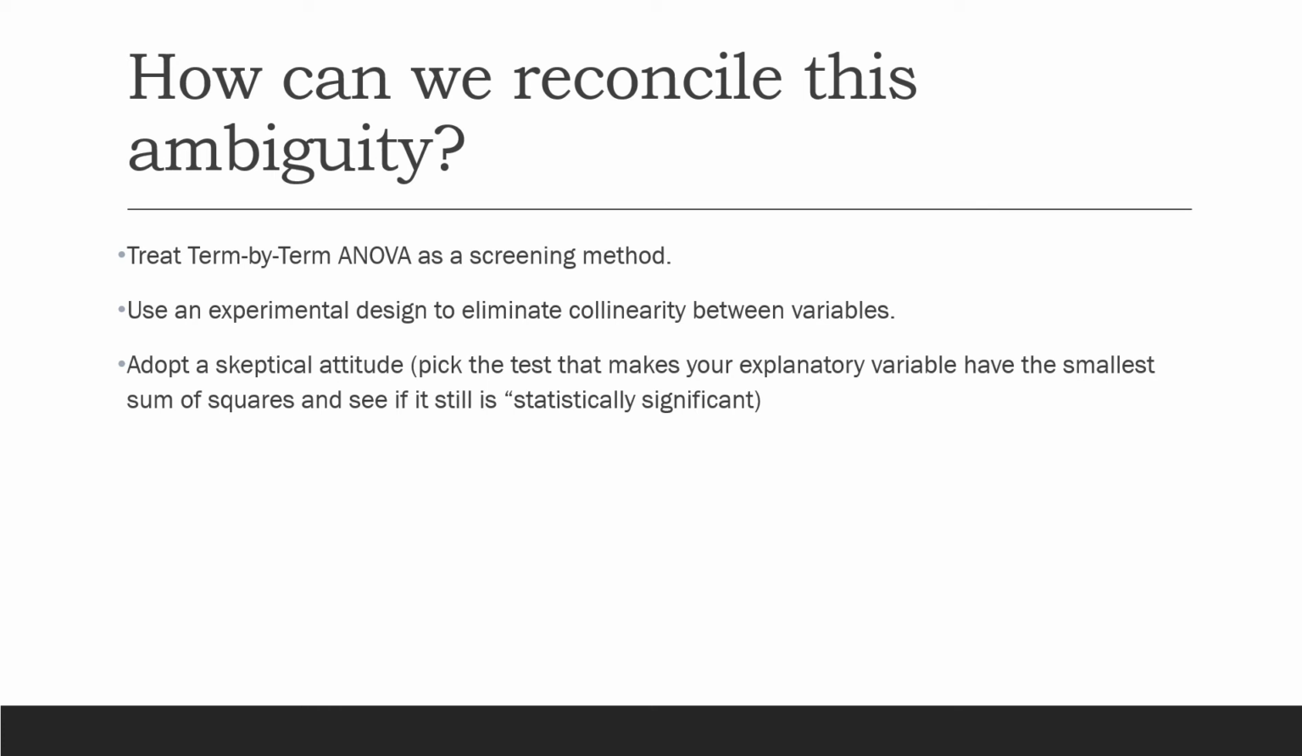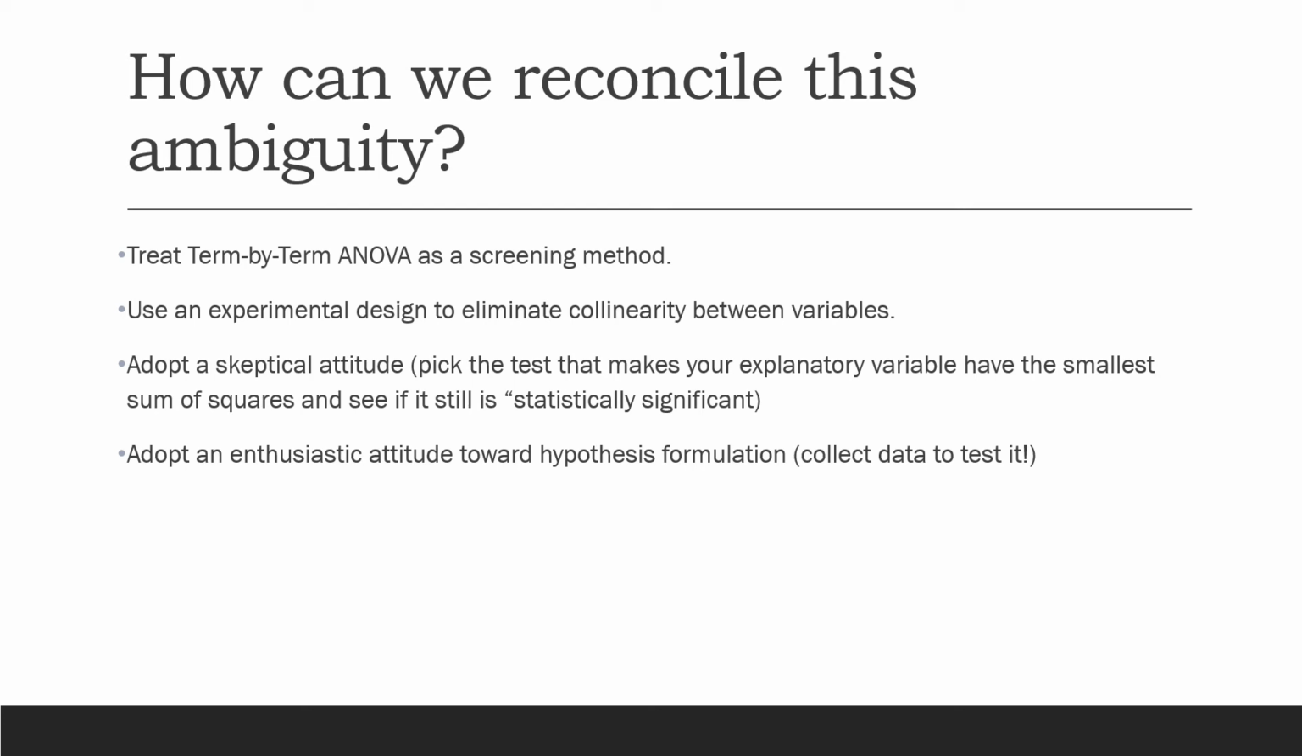Another suggestion is to adopt a skeptical attitude, that is, to pick the ANOVA table that makes your explanatory variables have the smallest sum of squares. That would generally be by putting it into the model last, and then see if you still have a statistically significant result.